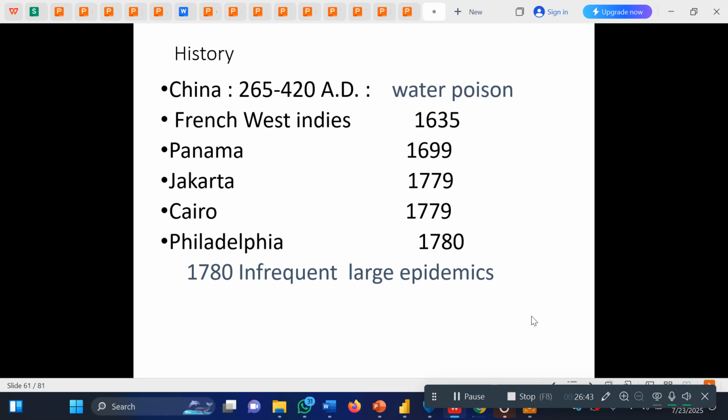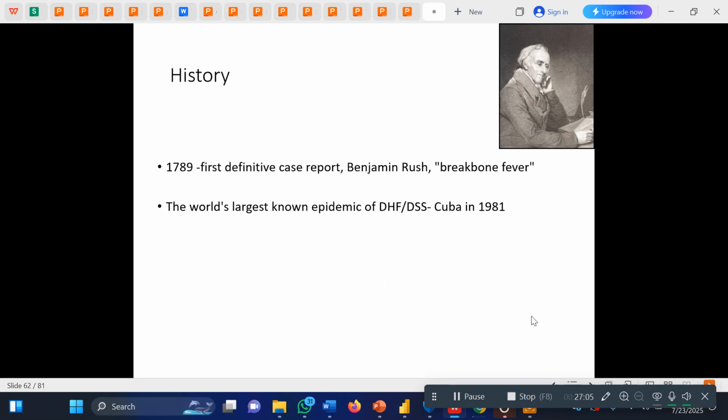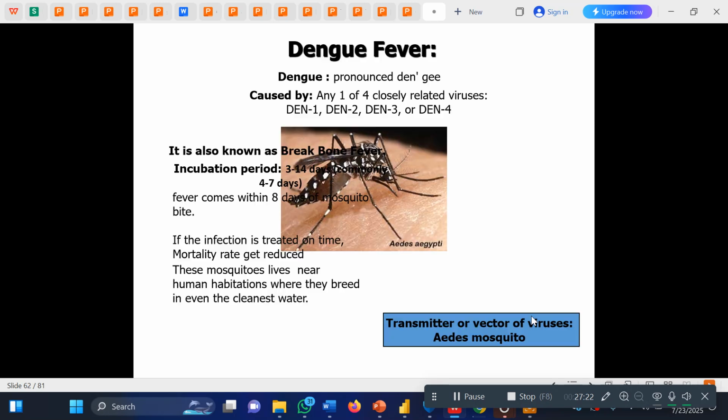So the history: in China, it was discovered between the years 265 to 420 AD; in the French West Indies 1635, Panama 1699, Jakarta 1979, Cairo 1779, Philadelphia in 1780. These are the years when it was discovered. In 1989, the first definitive case was reported by Benjamin Rush. Then it was known as black-born fever. The world's largest epidemic was known to occur in Cuba in 1981.